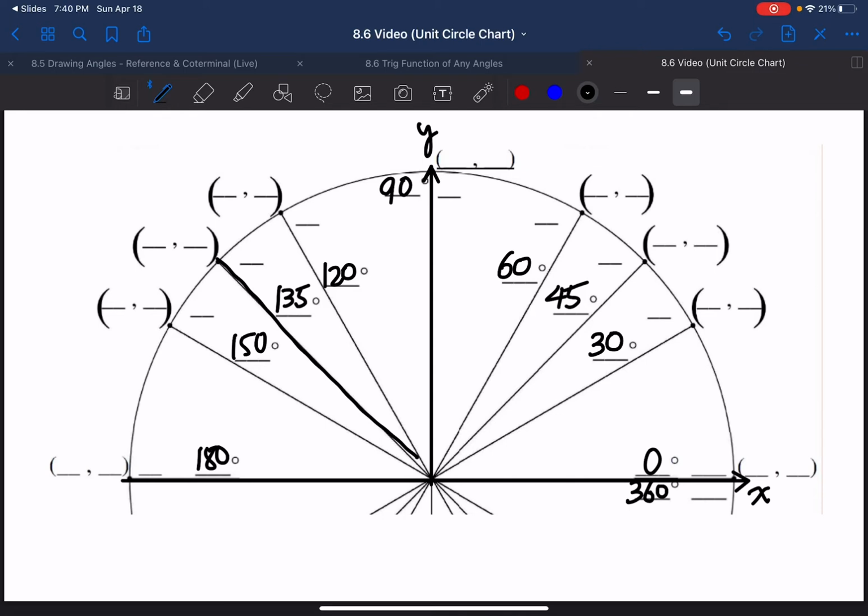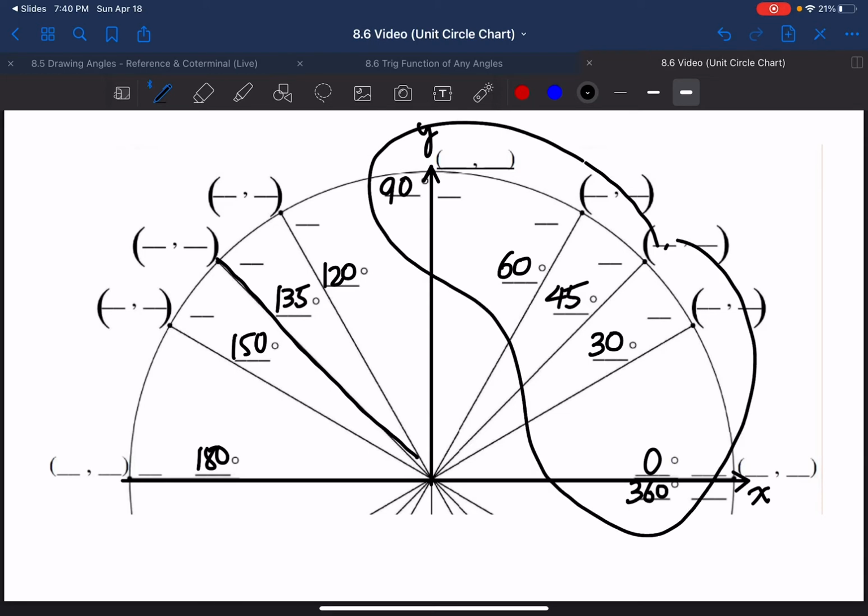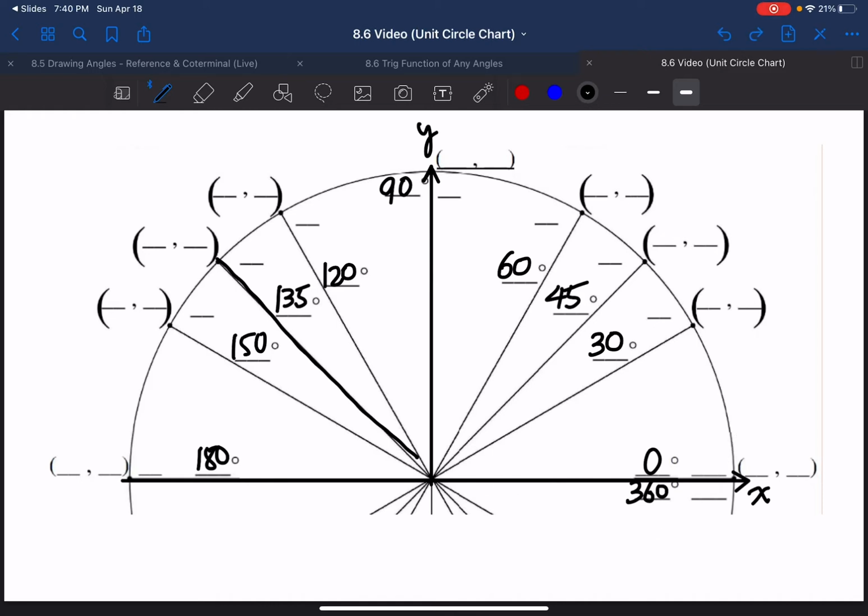Okay, so 0, 30, 45, 60. This part is pretty easy. It's 0, 30, 45, 60, which is our special right triangle, and then 90 degree. And some people think second quadrant is hard, but no, not really. You know, 90 plus 30 will give you 120, right? 120 plus 15, 135, 135 plus 15, 150. And then you add another 30 degree, and then you get 180 degree.